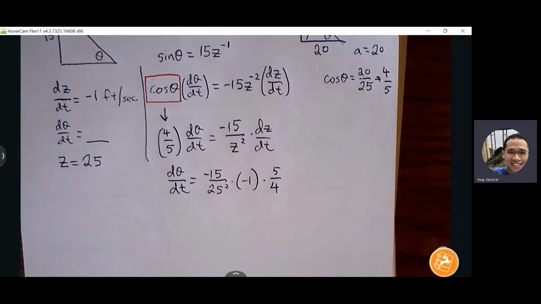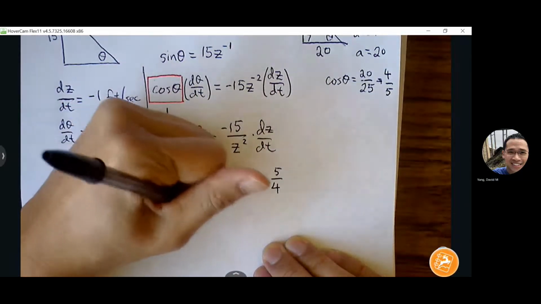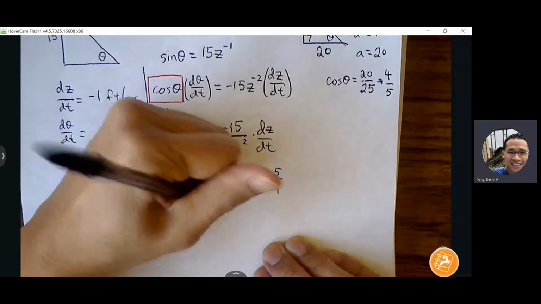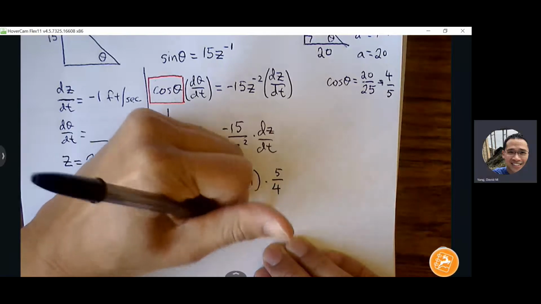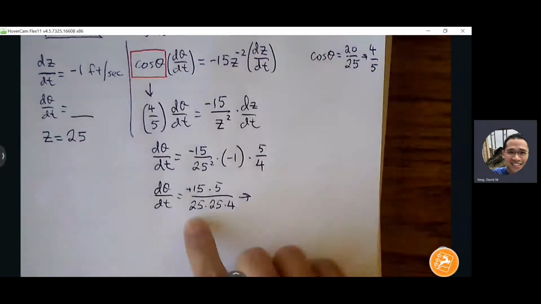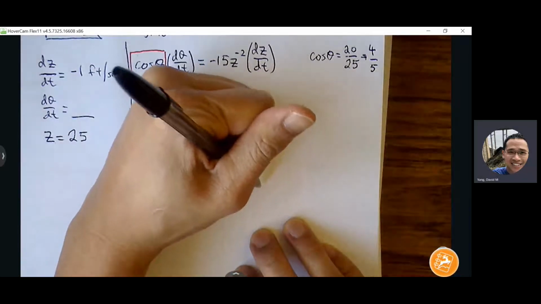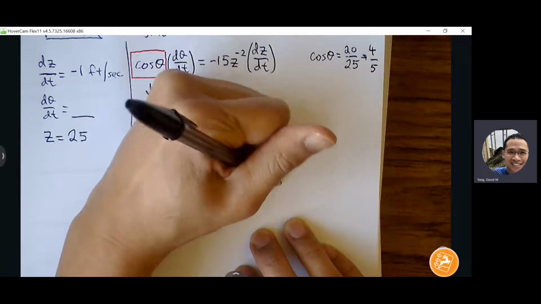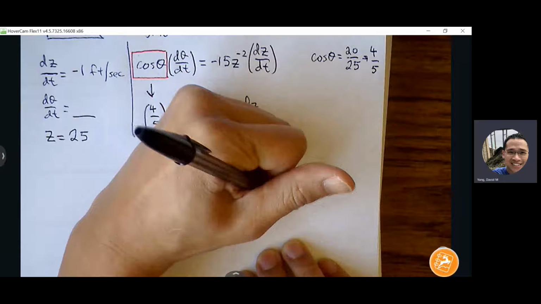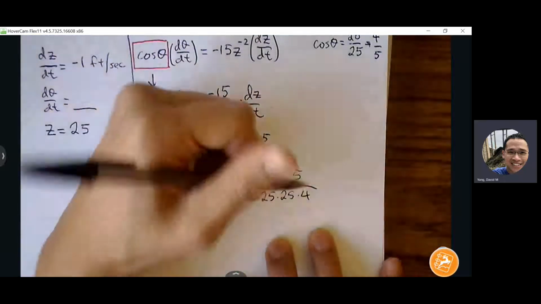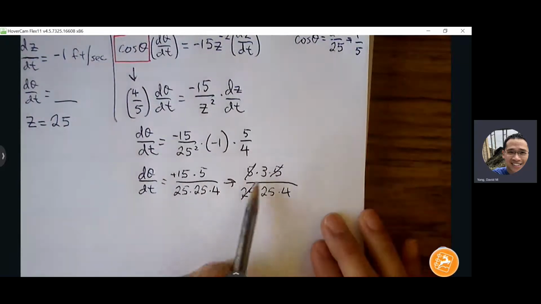Okay, the two negatives cancel out. I'm just going to see if I can. Sorry, 15 times 5. I'm going to break this down a little bit more so I can cancel some things out easier. 15 is the same thing as 5 times 3. There's a 5 there. 25 times 25 times 4. 5 times 5 is 25. I can cancel that out with one of the denominators there. So this is 3 over 100.